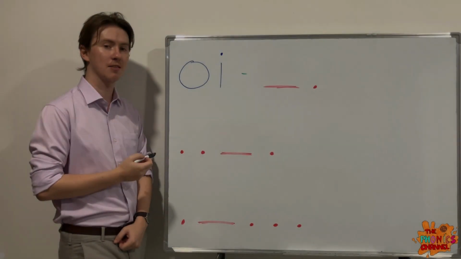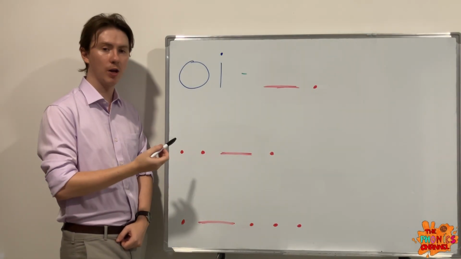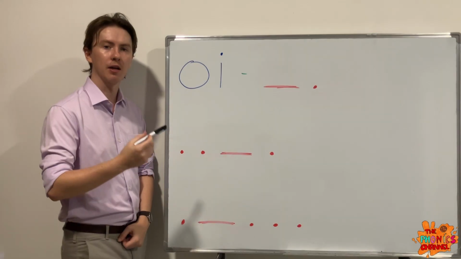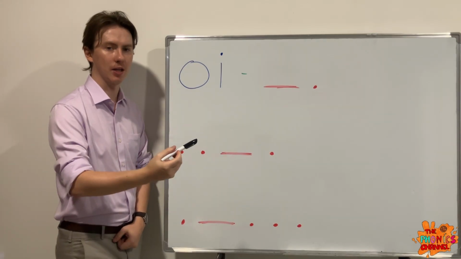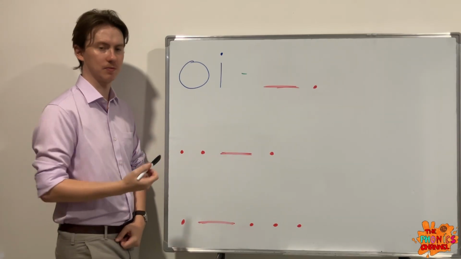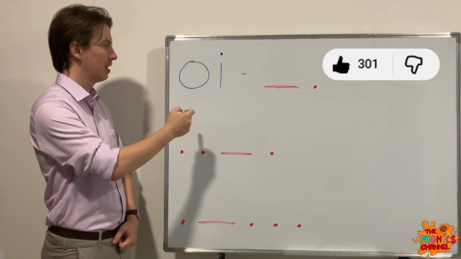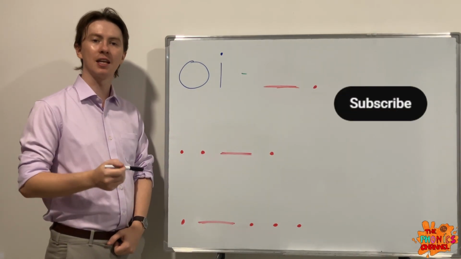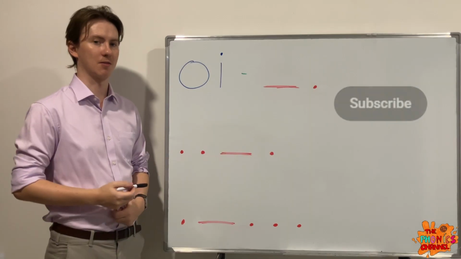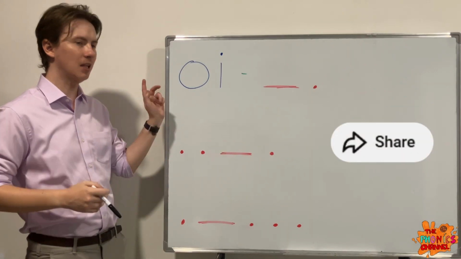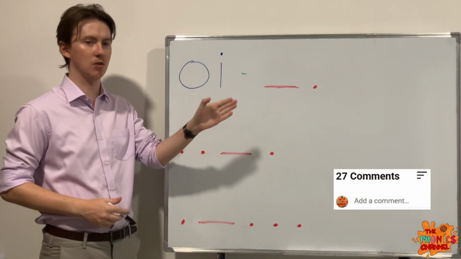Okay, so today's first sound is the oi sound. Oi, oi, oi. Everybody say oi. Well done. So we have the O and I letters making the oi sound. Okay, so let's put the oi sound into some words.